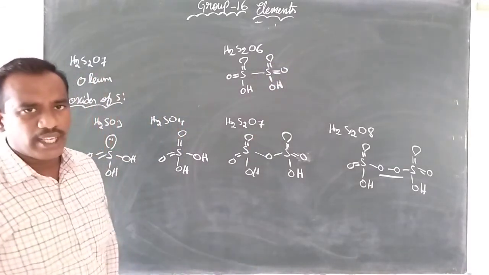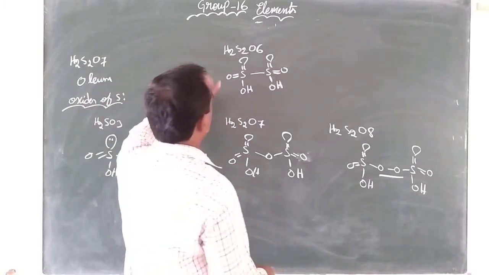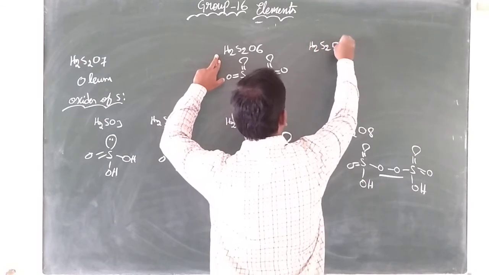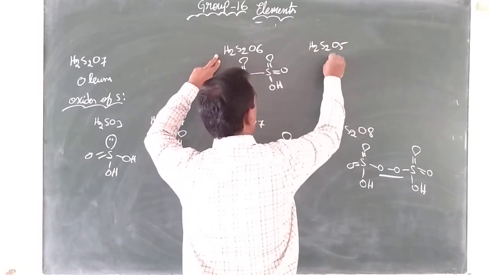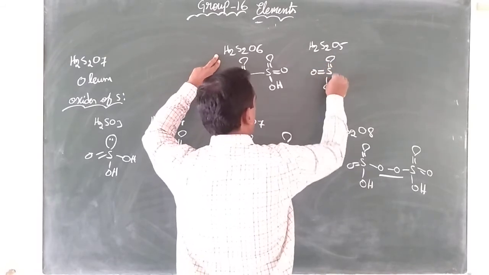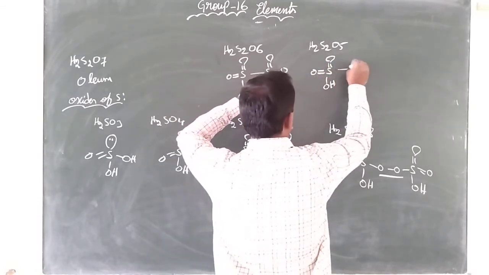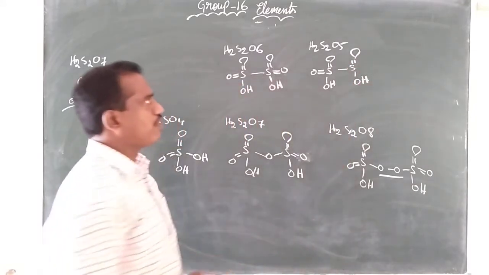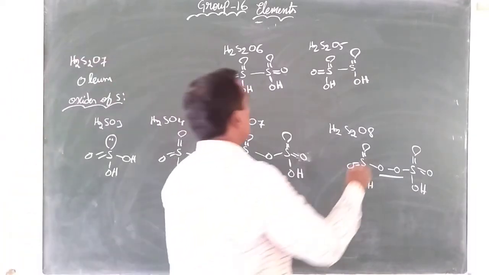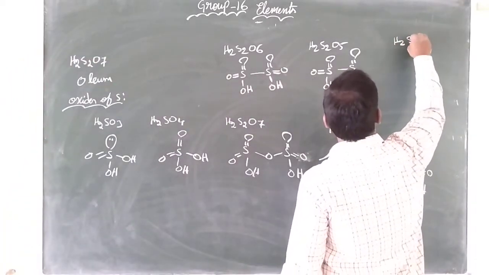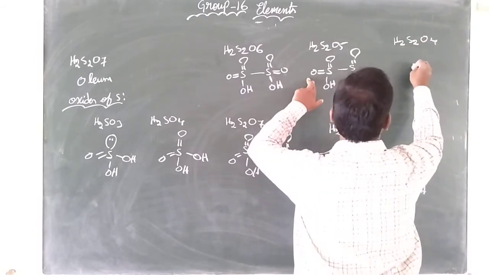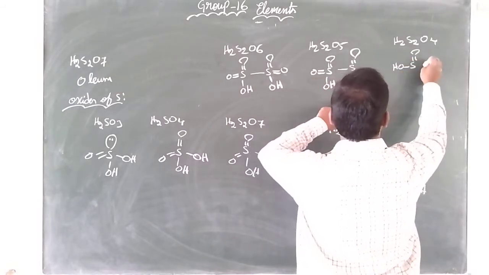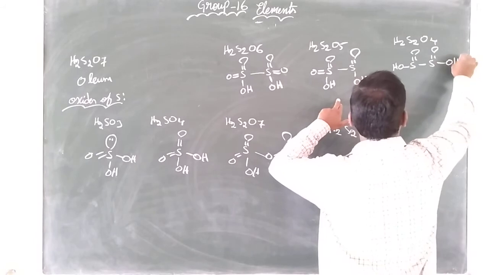Or if you see H2S2O5, how will the H2S2O5 be present? Means you give up one of the oxygens here, means one double bonded oxygen you can remove from the structure of H2S2O5. Then you can go with H2S2O4. H2S2O4 means even that will have only one OH group. Here also sulfur will have one OH group.